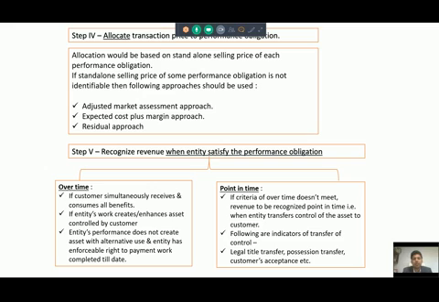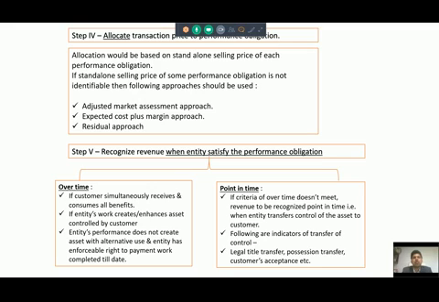But if by these three methods the entity is not satisfying the performance obligation, then there is a point in time approach, where there are some indicators like legal title transfer, possession transfer, and customer's acceptance. These indicators are of transfer of control. Once there is a transfer of control, then at that point in time you will recognize the revenue.